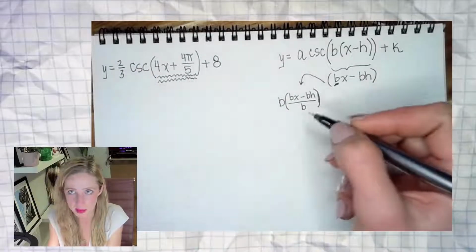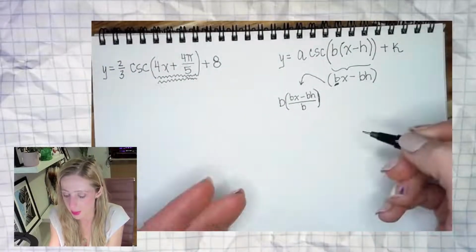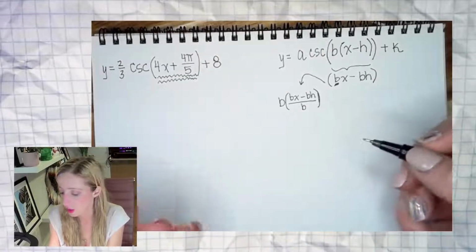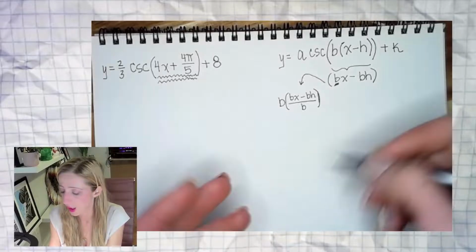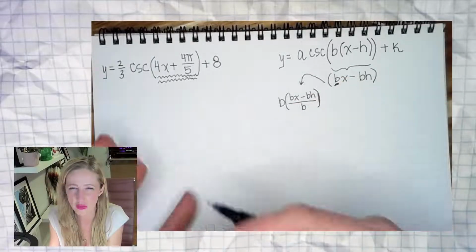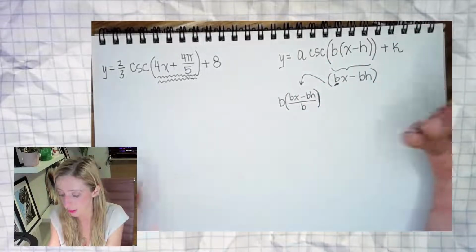This keeps it balanced, multiplying and dividing by the same number. It's just like multiplying or dividing by 1. It's what you do when you rationalize a denominator. It's what we do to find common denominators. It doesn't change the value of something. It just makes it look different.